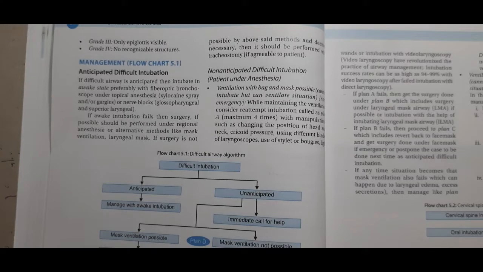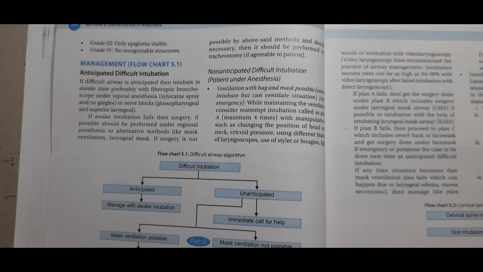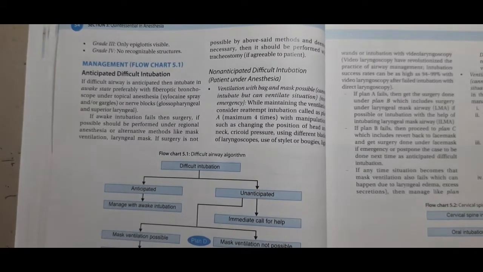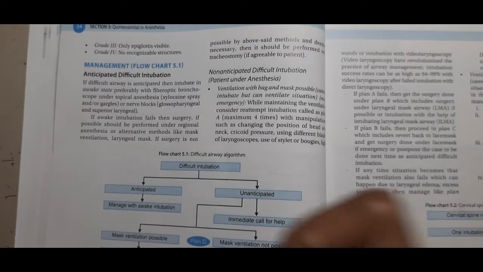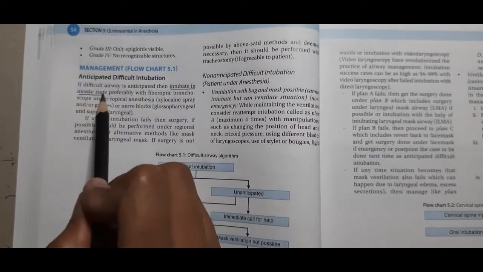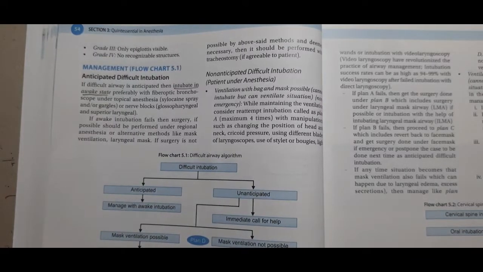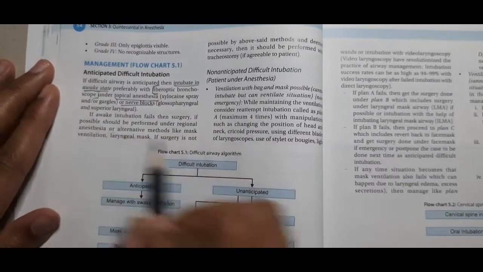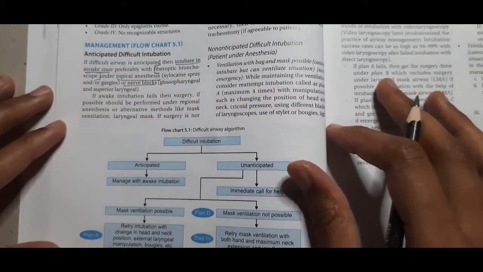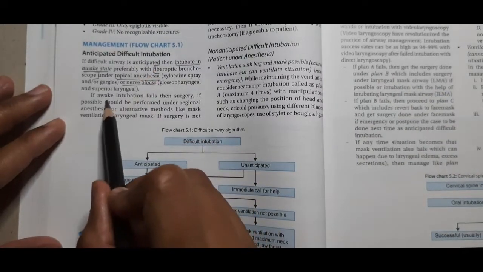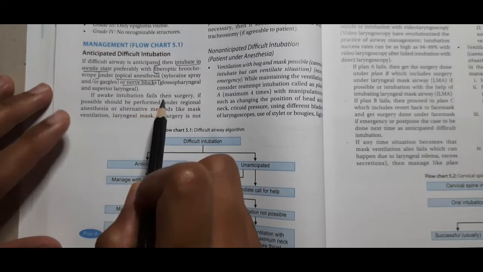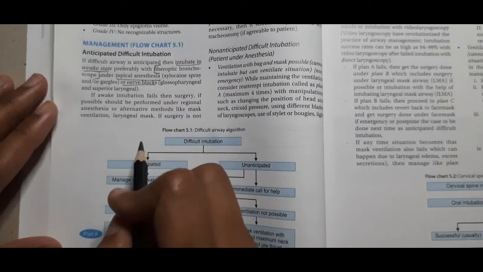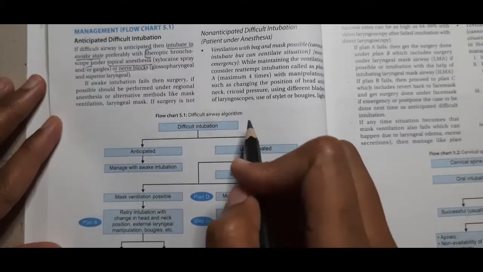So, in anticipated cases of difficult intubation, the intubation is usually done in the awake state itself. When the patient is awake, they introduce certain nerve blocks or topical anesthesia, and they use a fiber optic bronchoscope to facilitate the intubation. So, that is anticipated difficult intubation. If the awake intubation fails, then surgery is done, but surgery is kept as a last resort in order to avoid any complications that might happen.